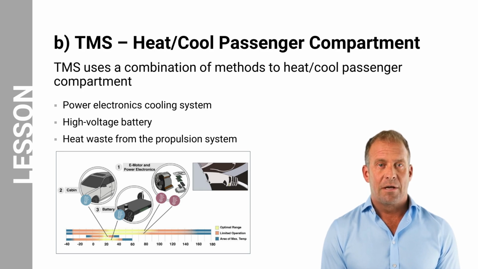In cold weather, the heat from the battery can be used to heat the passenger compartment for around 60 minutes. In some BEVs, the waste heat generated by the propulsion system can also be used to heat the passenger compartment. Overall, the specific methods used will depend on the make and model of the BEV.